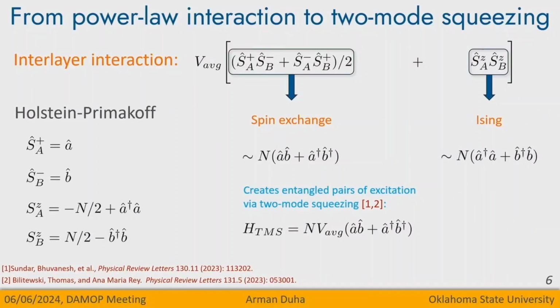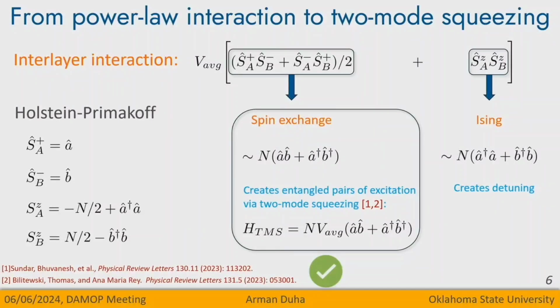What about the Ising part? If you look at the transformed form, it's very clear that this is the part that creates the detuning. Of course, we want the entangled pair creation, so we want the exchange part. The Ising part we don't really want, because we don't want detuning.